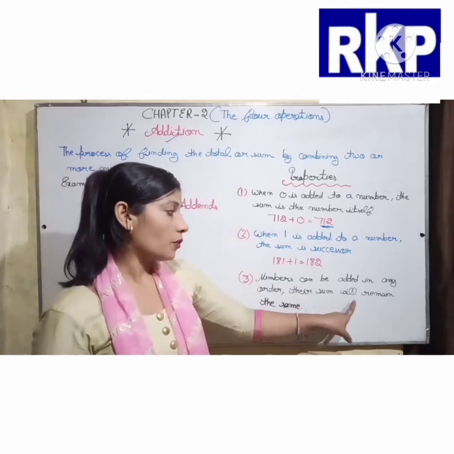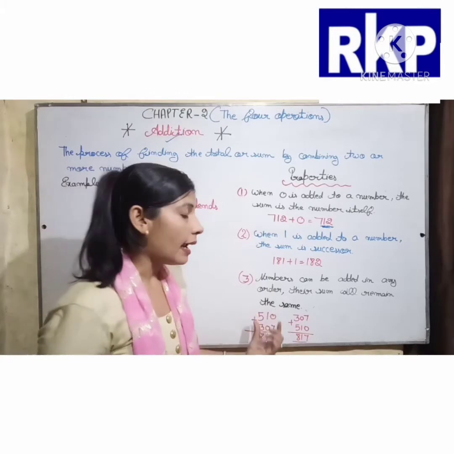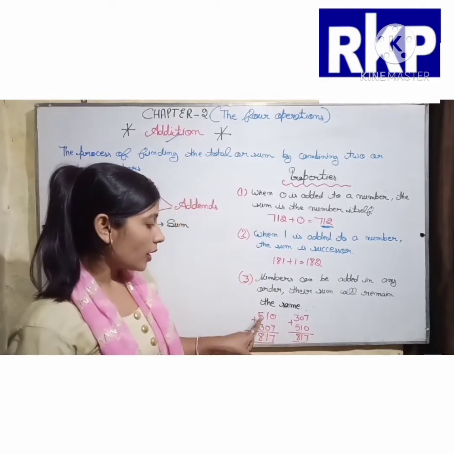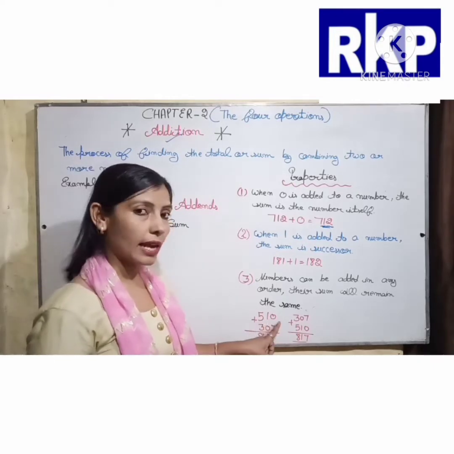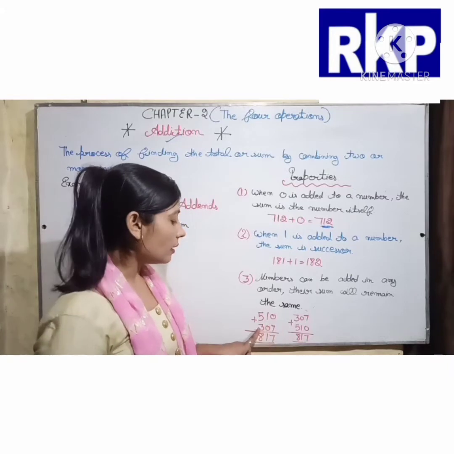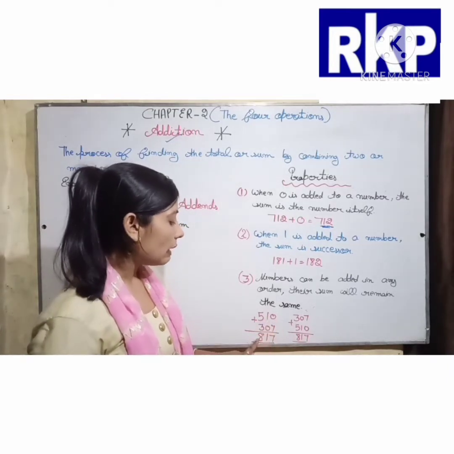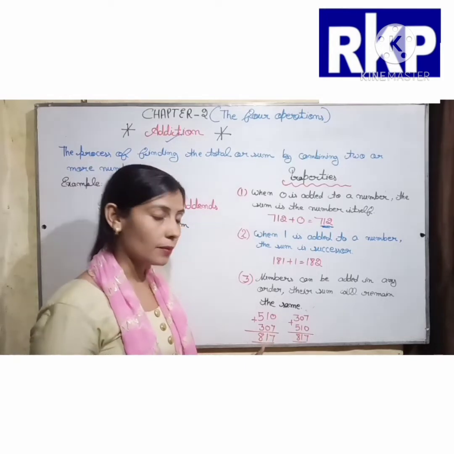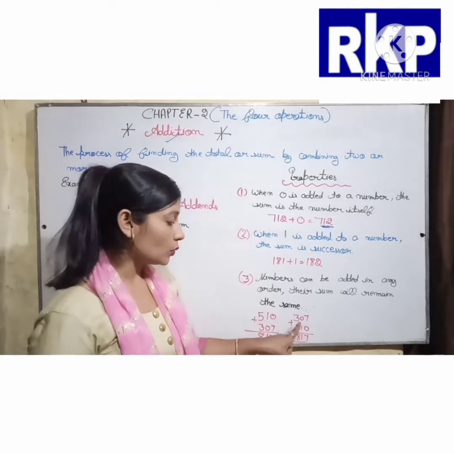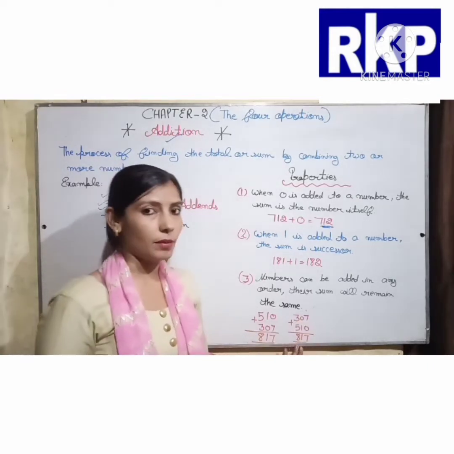Next property is numbers can be added in any order. Their sum will remain the same. It means we can add the numbers in any order. Here you can see we have two numbers, 510 and 307. If we add 307 to 510, then we get 817 as answer. But if we add 510 to 307, then also we will get the same answer.